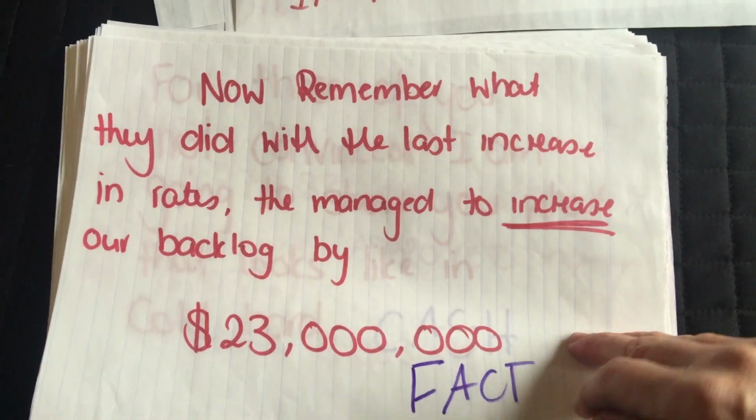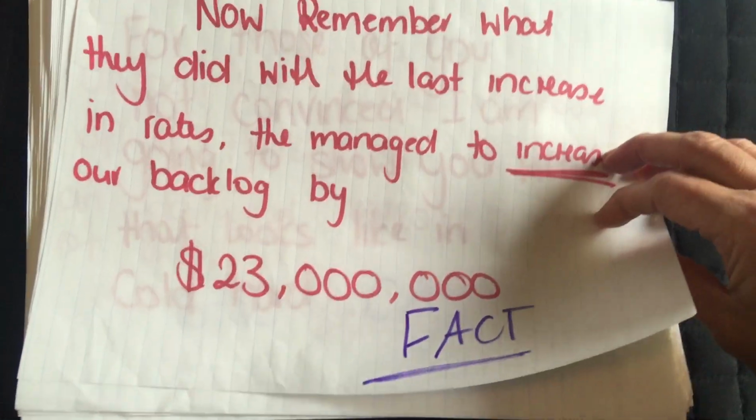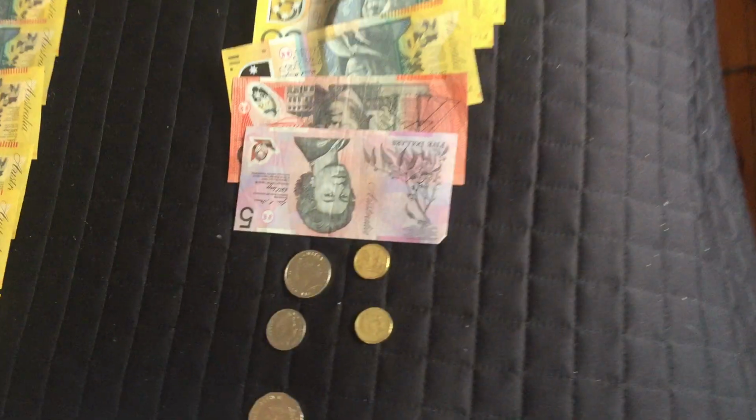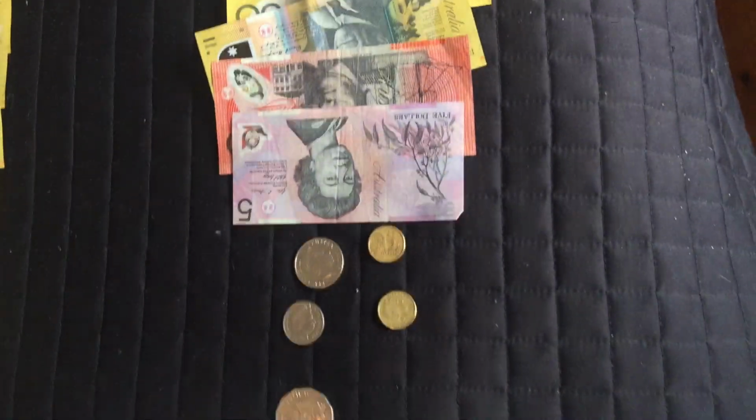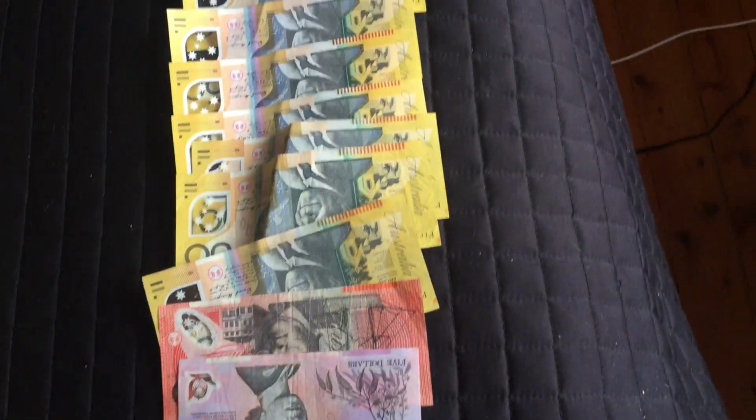Now remember what they did with the last increase in rates. They managed to increase our backlog by $23 million. That's a fact. For those of you not convinced, I'm going to show you what this looks like in cold hard cash. This is the amount of money that you have already given to council to address the infrastructure backlog, and that's times 15,000 residents.